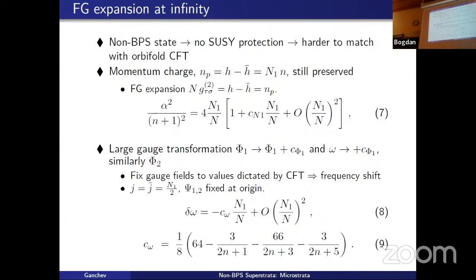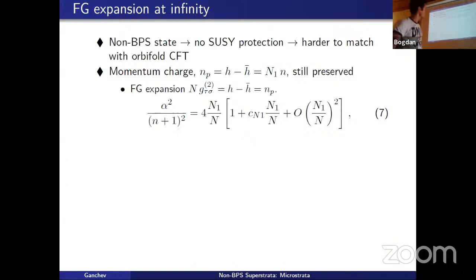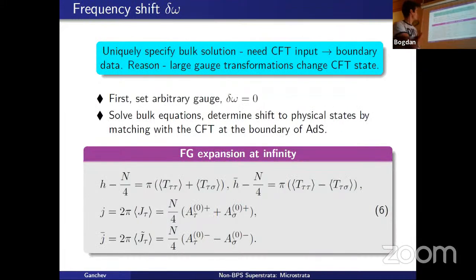Okay. Now we go to the point of the large gauge transformation and matching what the CFT wants from us for the gauge fields, so that we can get the correct solution. The large gauge transformations roughly lead to something like that. If you shift the phi1 field, you also shift the frequency by a similar amount, and something analogous happens for phi2. What we do is take the expected CFT values for J and J bar, which are 1 over 2, so we know what they are.